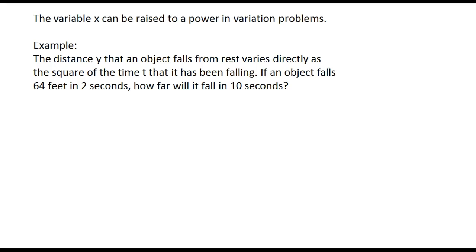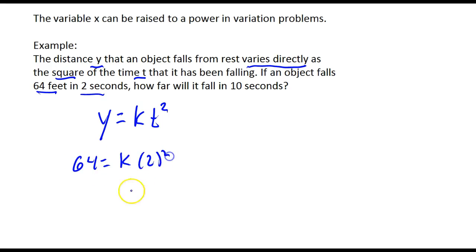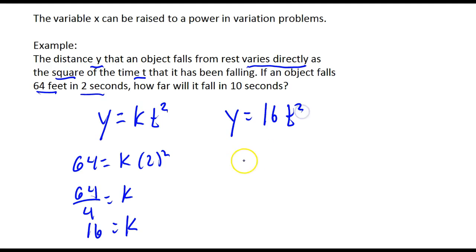Now there's no reason why x has to be to the first power. It can be raised to a power or have the square root taken or whatever. So let's do an example where it's raised to a power. This says that the distance y that an object falls from rest varies directly as the square of the time t. So there's our equation: y is kt squared. If an object falls 64 feet in 2 seconds, that's going to give us k. 64 is equal to k times 2 squared. 64 divided by 4 is k, so k is 16. So now we know that y is 16t squared, and the question is how far will it fall in 10 seconds? So y is 16 times 10 squared, which is 16 times 100, which will be 1,600 feet.